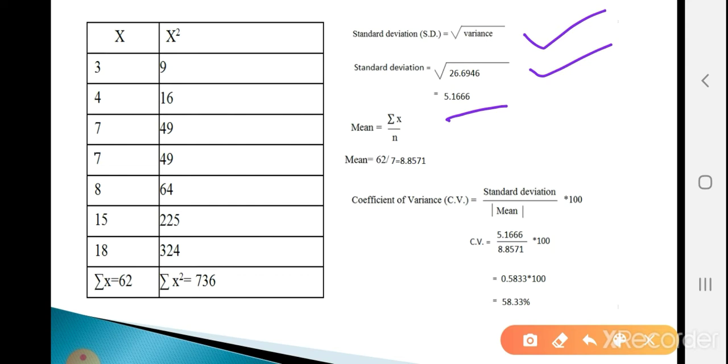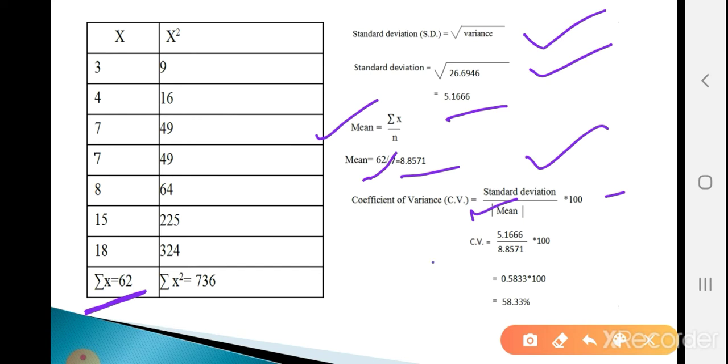Okay, now the last is CV, that is the coefficient of variance. Formula is standard deviation divided by mod of mean multiplied by 100. Here the standard deviation value is 5.166, but what is the value of mean? The formula for calculating the mean for ungrouped data is mean is equal to summation x divided by small n. What is the summation x value? Summation x value is 62, and the n value is 7 observations, so 62 divided by 7, the value is 8.8571.